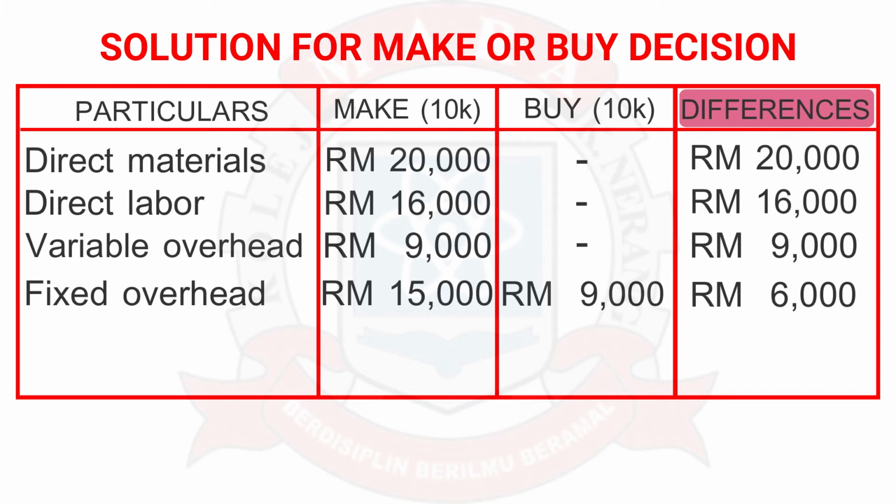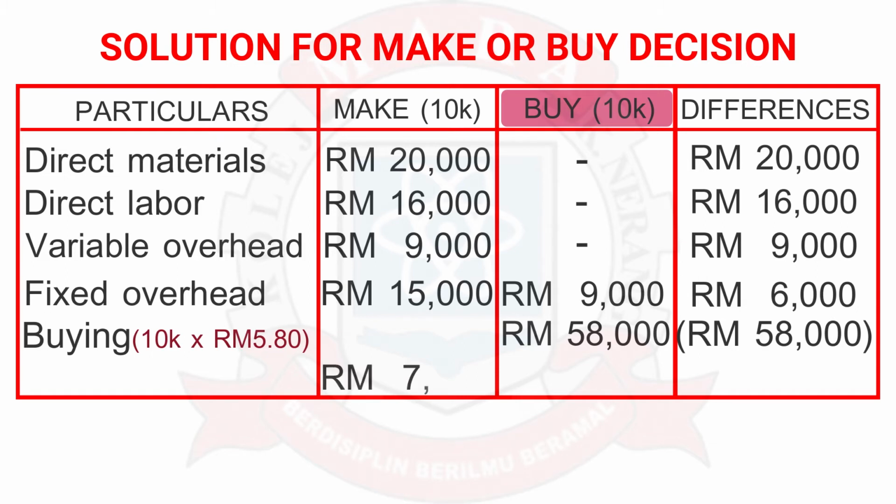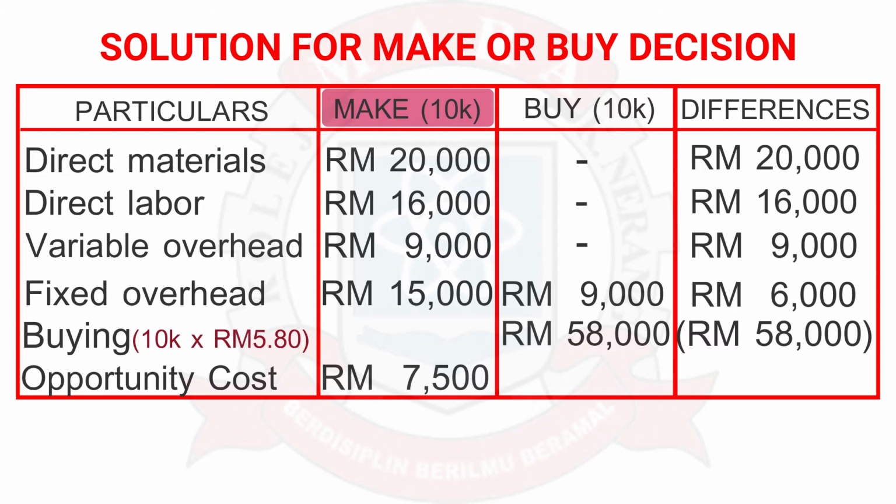Then, insert the cost of buying the widgets, which is 10,000 units, multiplied by RM5.80 per widget. The total cost of buying the widgets is RM58,000. If the company chooses to buy the widgets, the idle space can be rented out for RM7,500. This is the opportunity cost added to the cost of making the widgets.